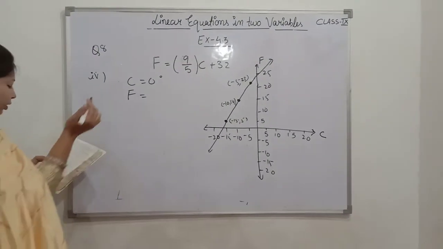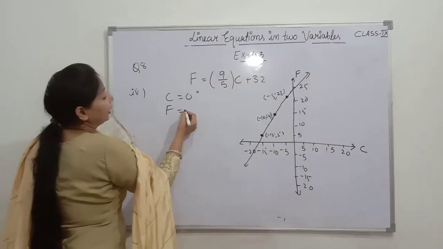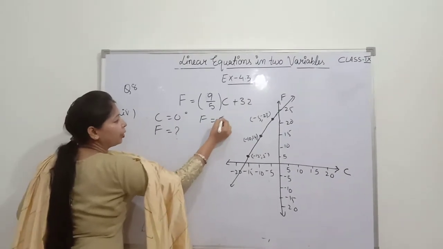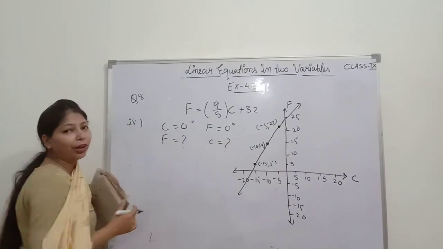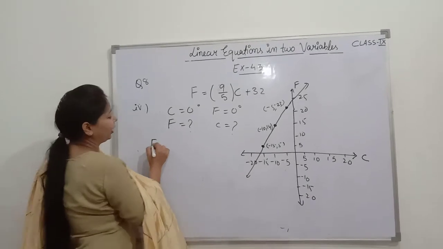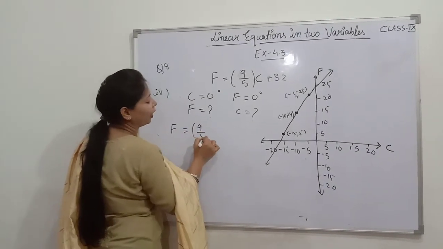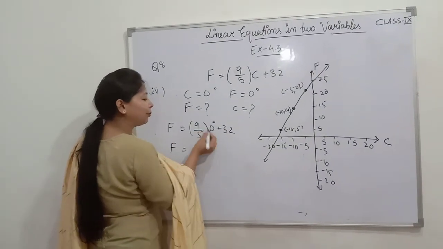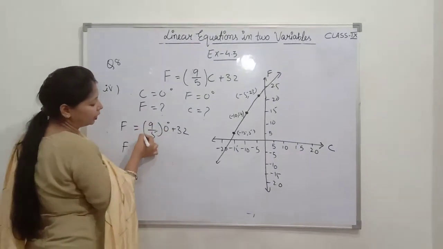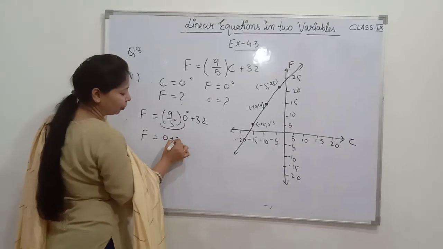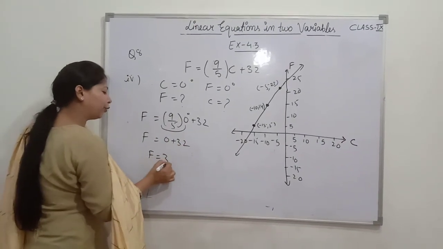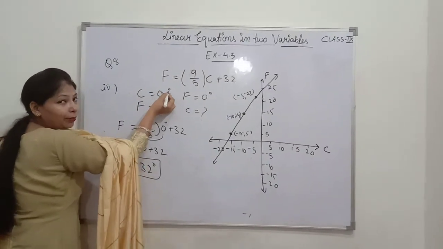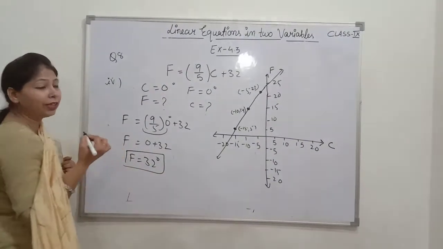So very simple question. Now देखिए, कह रहा है कि अगर C 0 है तो Fahrenheit क्या होगा, और अगर Fahrenheit 0 डिग्री है तो Celsius क्या होगा. तो we have to substitute. Now if I take F is equals to 9/5 into 0 plus 32, तो देखिए anything multiplied by 0 becomes 0. So 0 plus 32 is 32 degree. तो Fahrenheit कितना आ गया? If the Celsius temperature is 0 degree, we get Fahrenheit 32 degree.